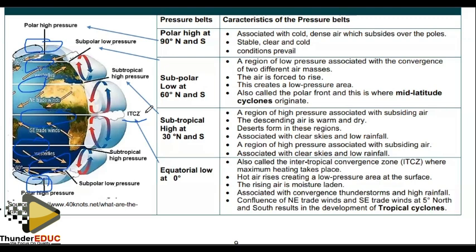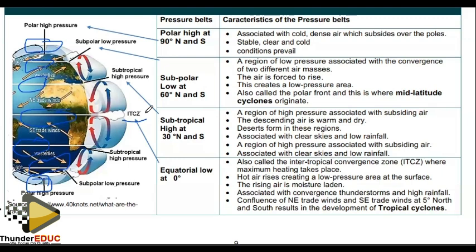Because of intense heating, we have the sun being overhead across the whole year, and typically a low pressure cell develops because of intense heating. The air is always uplifting, there's convergence and the air will be ascending in that particular belt, and it will create unstable conditions and very high amounts of rainfall or precipitation in that belt. So those are the pressure belts that we have.